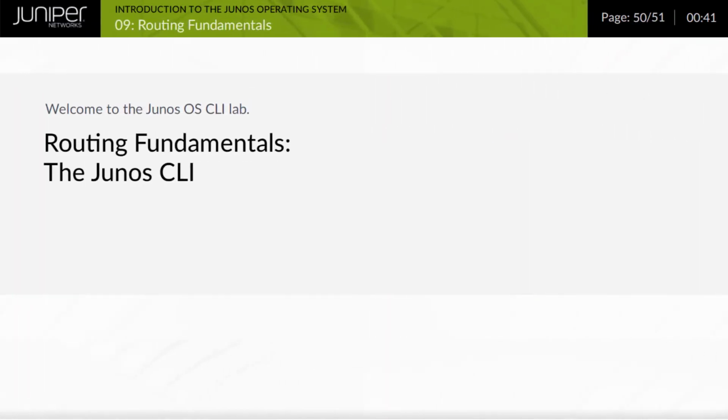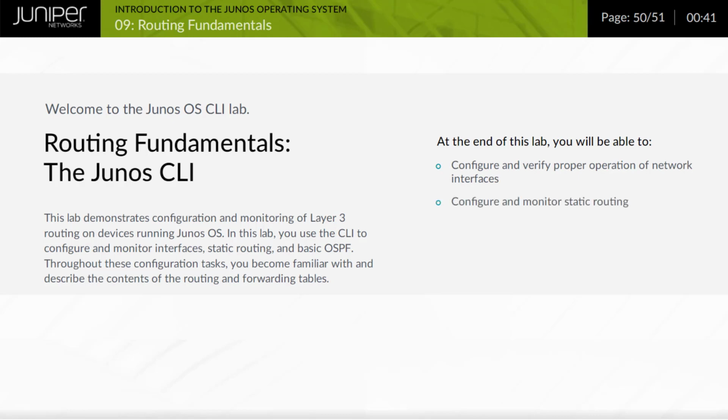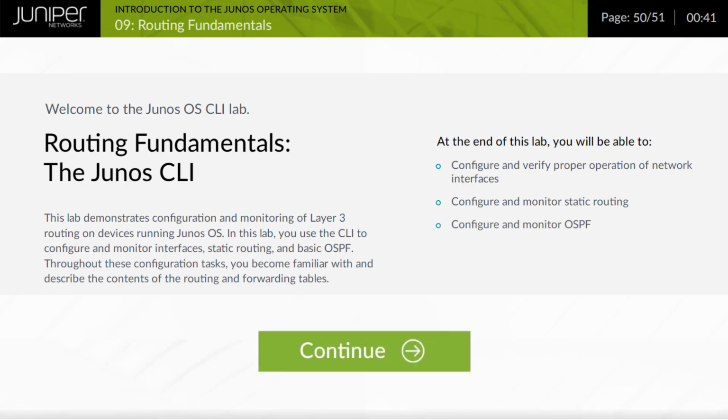Welcome to the Junos OS CLI lab. This lab demonstrates configuration and monitoring of Layer 3 routing on devices running Junos OS. In this lab, you use the CLI to configure and monitor interfaces, static routing, and basic OSPF. Throughout these configuration tasks, you become familiar with and describe the contents of the routing and forwarding tables. At the end of this lab, you will be able to configure and verify proper operation of network interfaces, configure and monitor static routing, and configure and monitor OSPF. Click Continue to begin the lab.